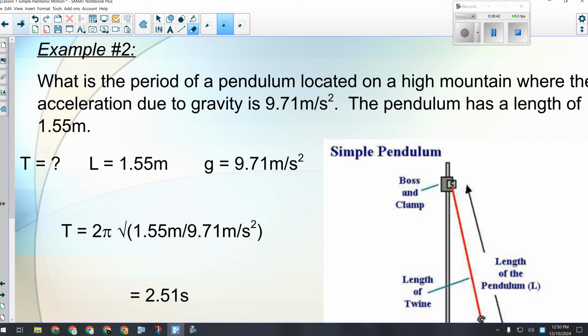All right, so if we want to use this formula to calculate the period of a pendulum located somewhere where gravity is 9.71 meters per second squared, we just plug the numbers into the formula. T equals 2 pi times the square root of L, in this case 1.55 meters, divided by the acceleration due to gravity, and we would find that that pendulum would take 2.51 seconds to complete an oscillation. They're pretty easy formulas to use, and again, if you need to manipulate them, you first have to square everything.